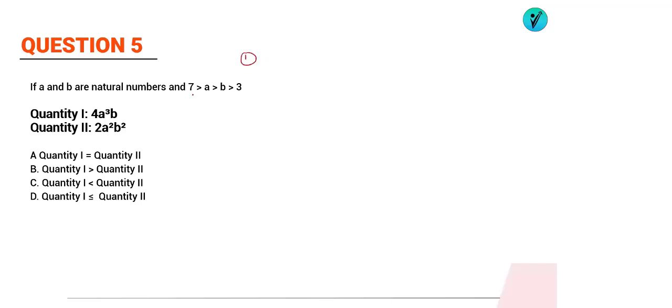As I know that A and B's values are between 7 and 3, that means they can be 6, 5 and 4. So what are the possibilities? First, if A is equal to 6, B can be 5. Or if A is equal to 6, B can be 4. Or A can be 5 and B can be 4. These three are the possibilities. Now we will check for both quantities.